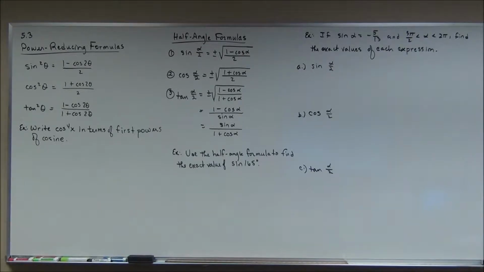Alright, let's get back into section 5.3. This time we're going to look at the power reducing formulas and then the half angle formulas. The power reducing formulas are just as the name indicates. They take powers of trig functions, in this case sine squared, cosine squared, and tangent squared, and reduce them down to trig functions that are to the first power.